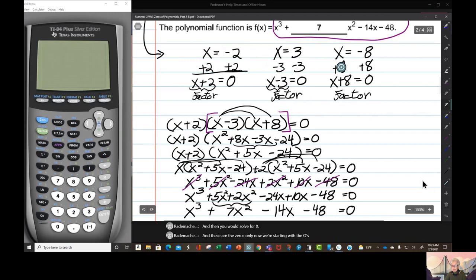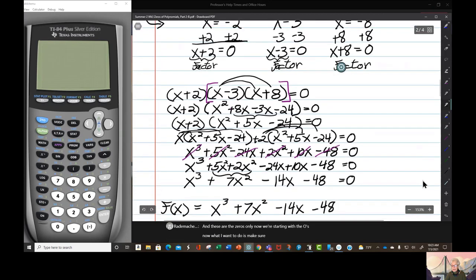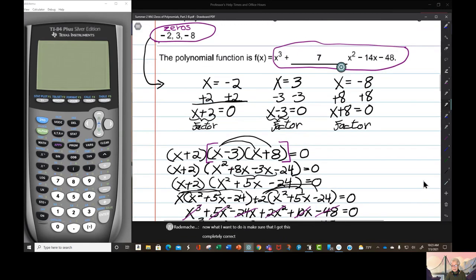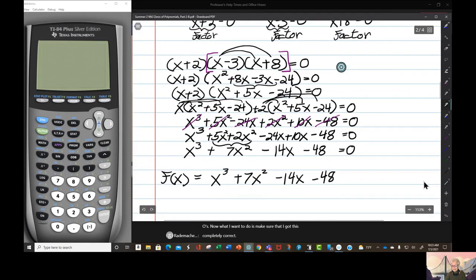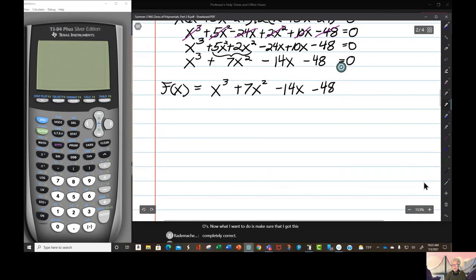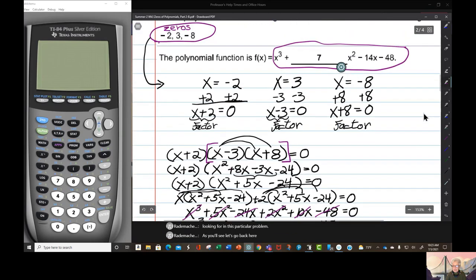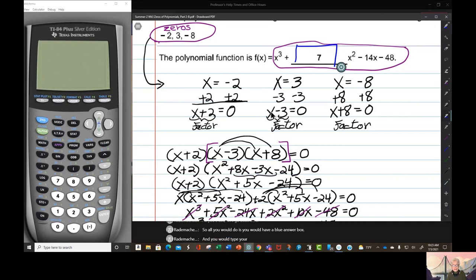Now what I want to do is make sure that I got this completely correct. Yes, I did. And of course, this is the only number they're looking for in this particular problem. As you'll see, let's go back here. So all you would do is you would have a blue answer box and you would type your 7 right in there.